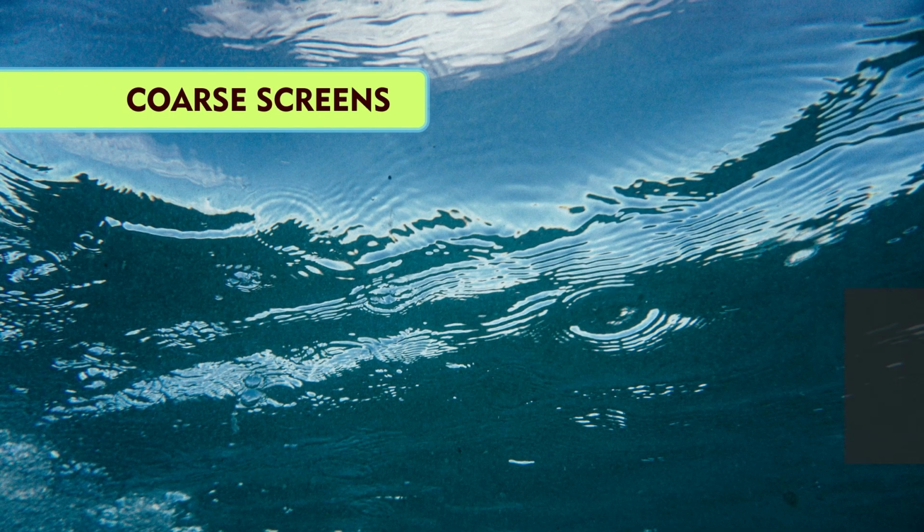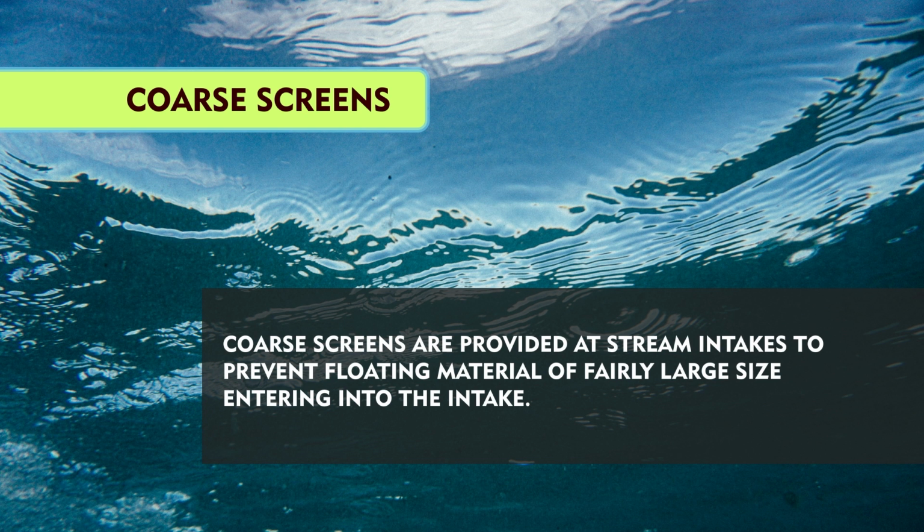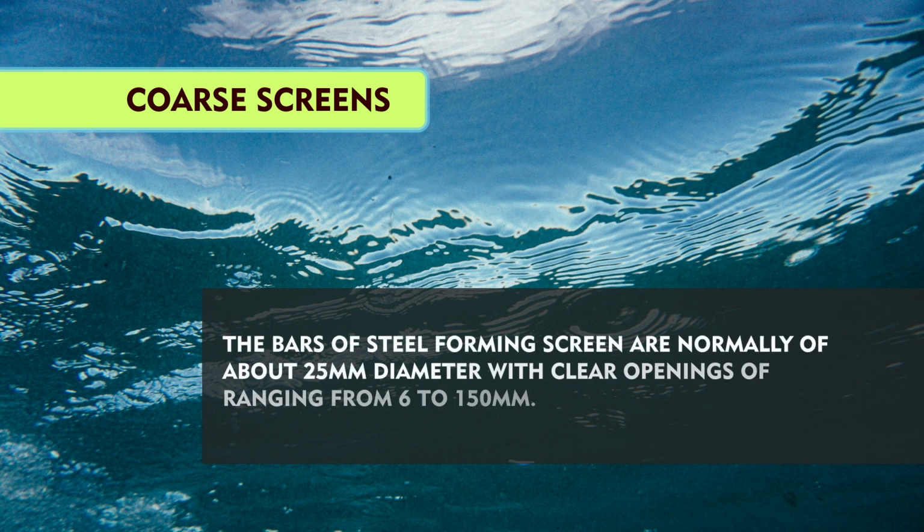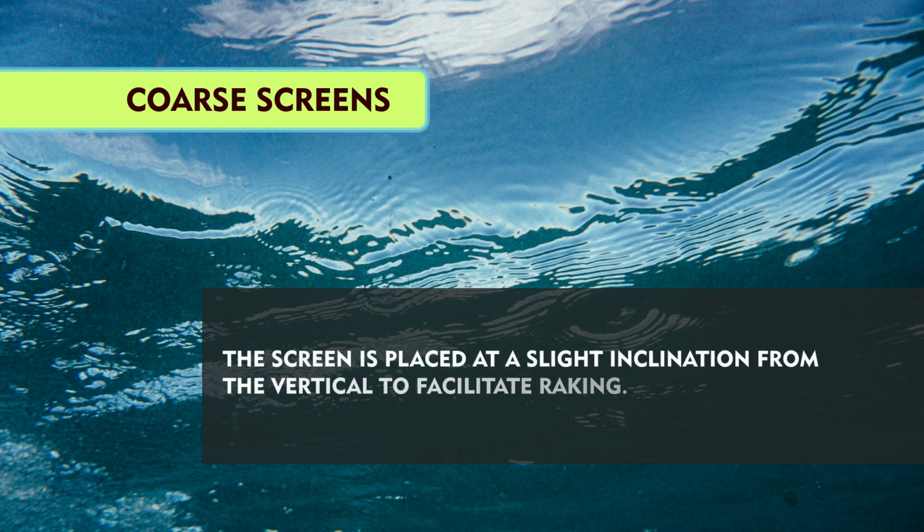Coarse screens. Coarse screens are provided at stream intakes to prevent floating materials of fairly large size from entering the lake. The steel bars forming the screens are normally about 25 mm in diameter with clear openings ranging from 6 to 150 millimeters. The screen is placed at a slight inclination from the vertical to facilitate raking.